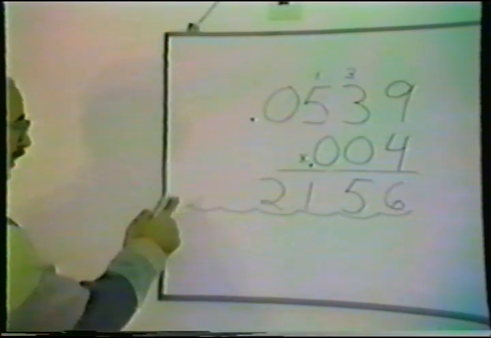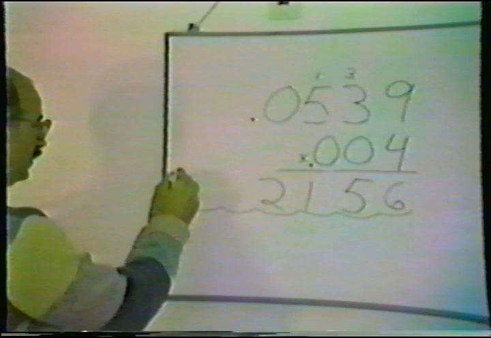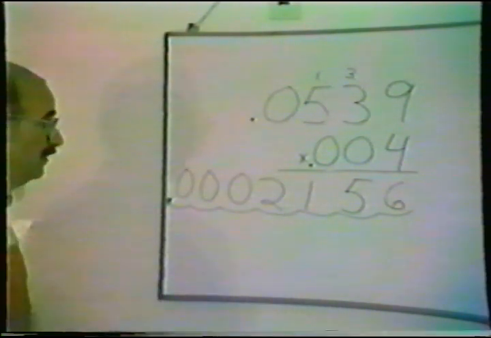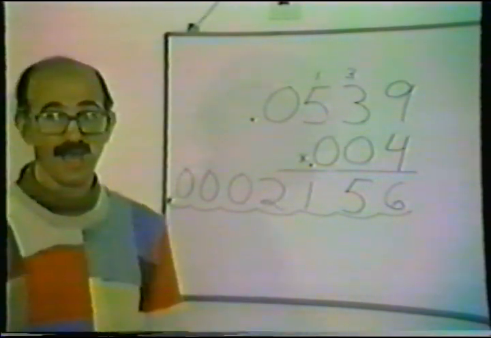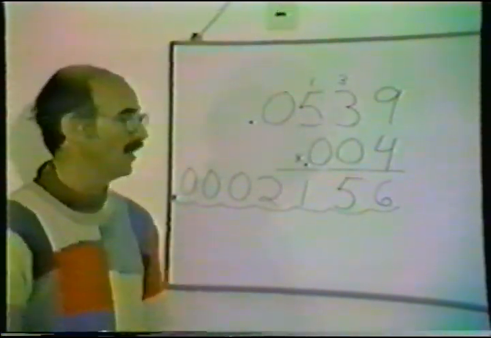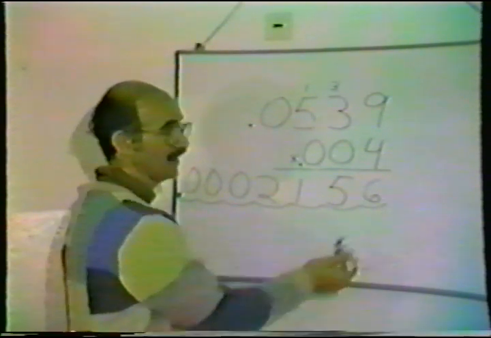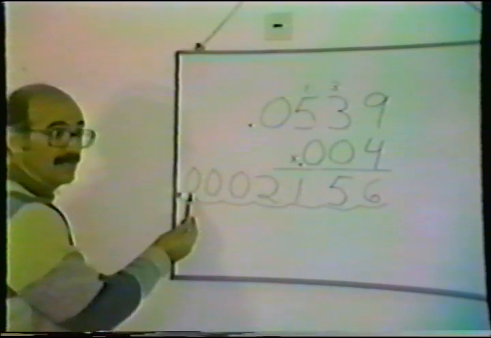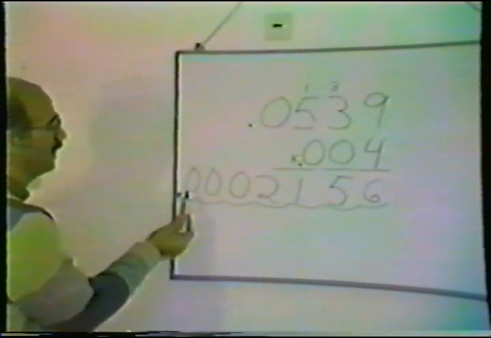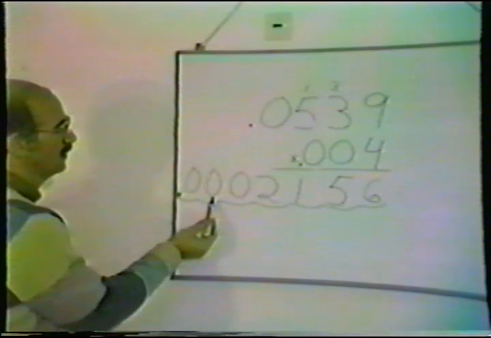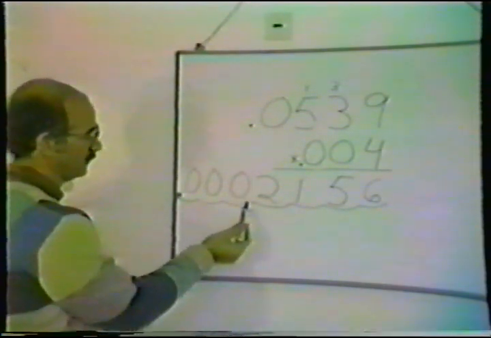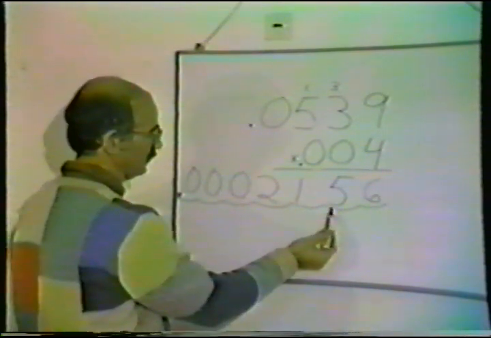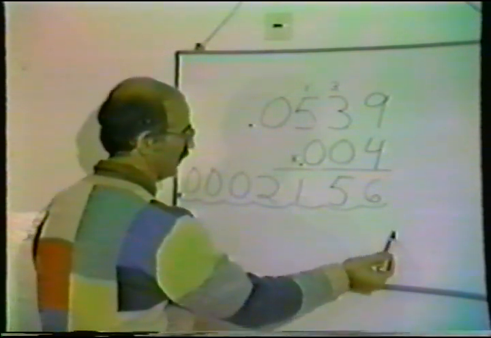And what do I put in these 3 places? Zeros. Well, shall we try to read that number? First, we better find out what the name of this last place is. Let's name each place as I point to it. This one is the tenths. Hundredths. Thousandths. 10,000ths. 100,000ths. Millionths. 10 millionths.